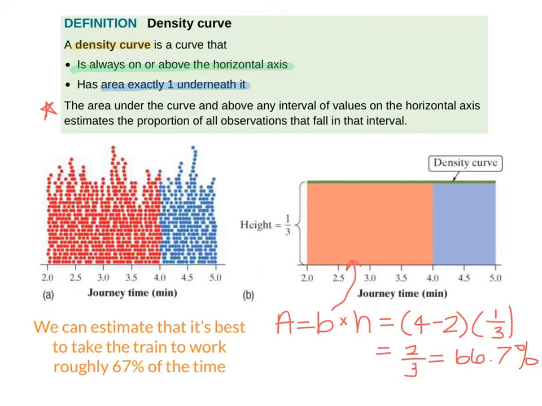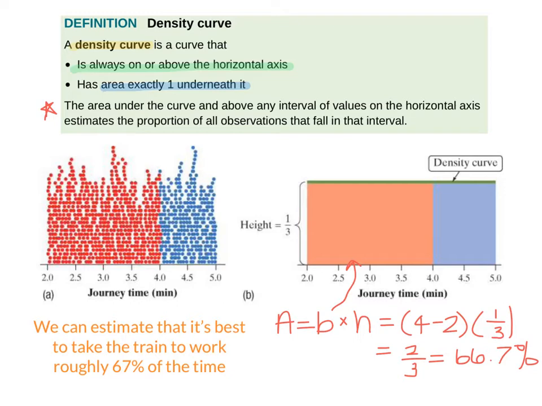Also, another point is that the area under the curve, or this whole shape, really, and any area above an interval, so for example, from 2 to 5 minutes, estimates the proportion of all observations that fall in that interval. So if we wanted to find the area of this entire thing from 2 to 5, that's 3 times a third. That's 100%. That represents 100% of the data points.